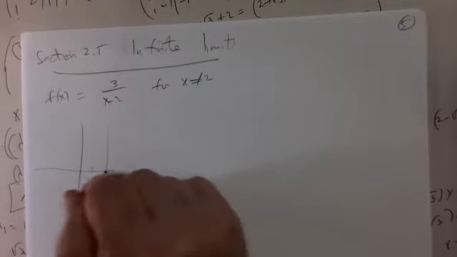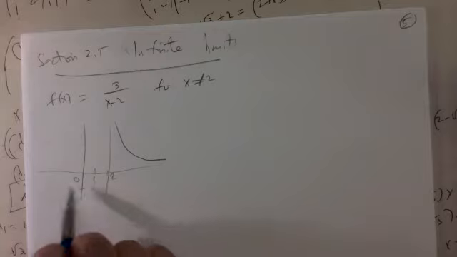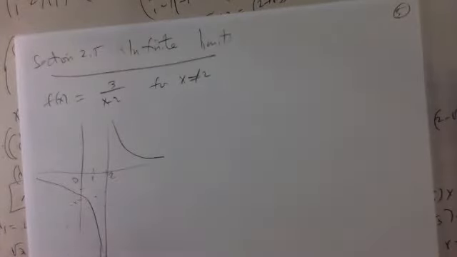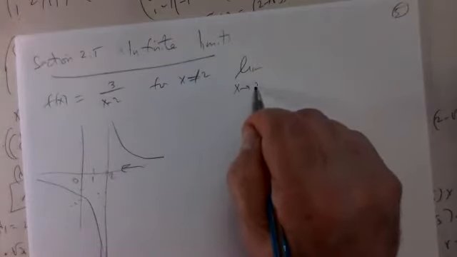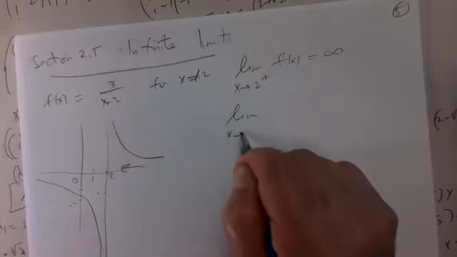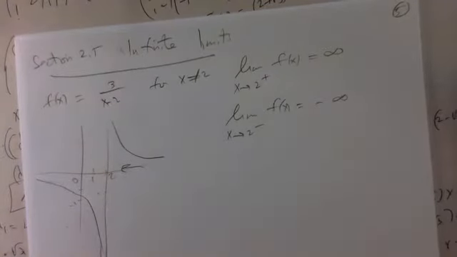What the graph of this function looks like is 0, 1, 2. When x is equal to 0, it takes the value minus 3/2. This is the graph of the function. Okay. And for this function, the limit as x approaches 2 from the right, that right-sided limit, is the function shooting up to infinity. The limit as x goes to 2 from the left, the function shooting down to minus infinity. And this is exactly what we mean by having infinite limits as x approaches some particular number.